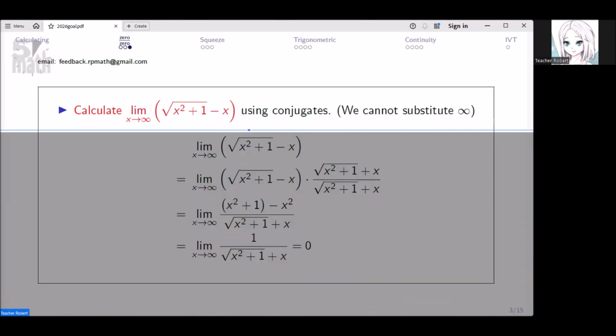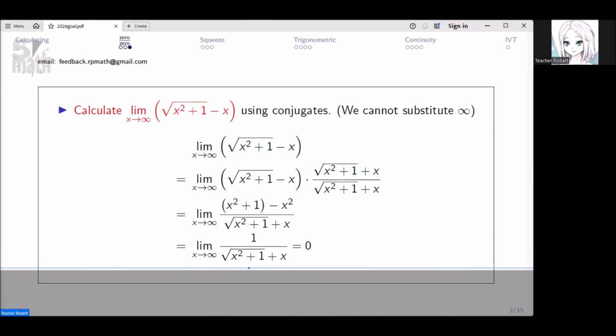Calculate limit x approaches infinity, square root x squared plus 1 minus x using conjugates. We cannot substitute infinity. We have the following.